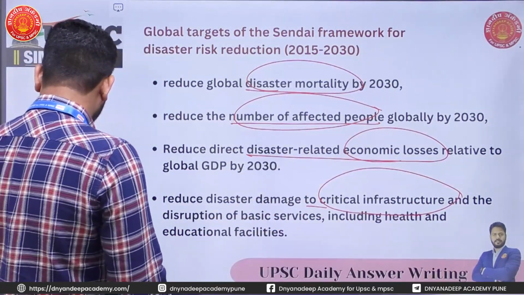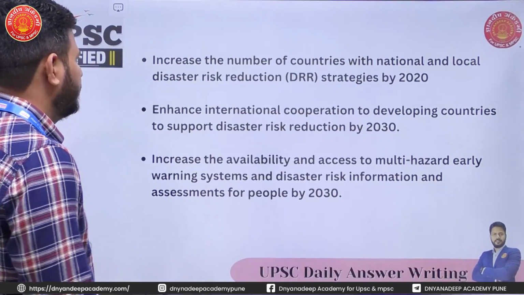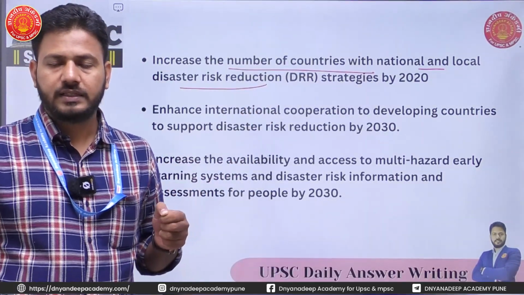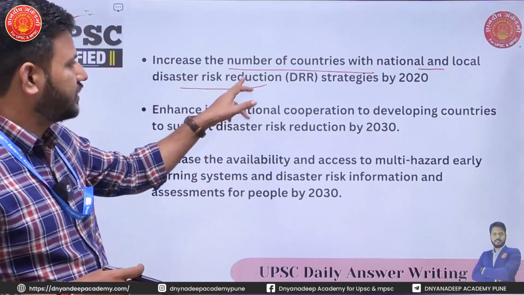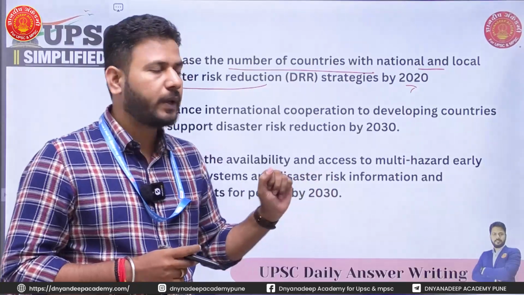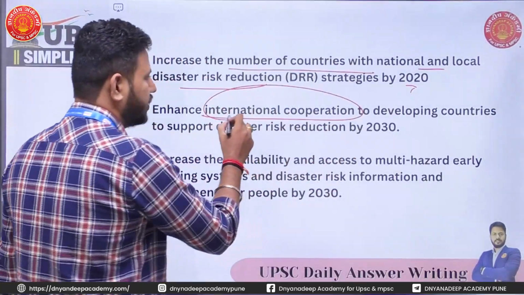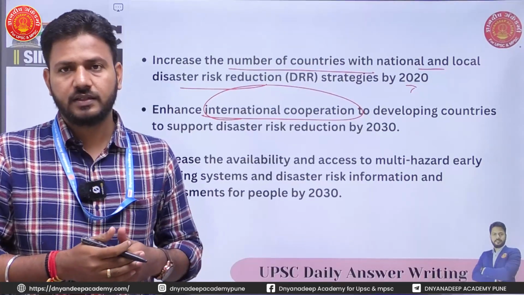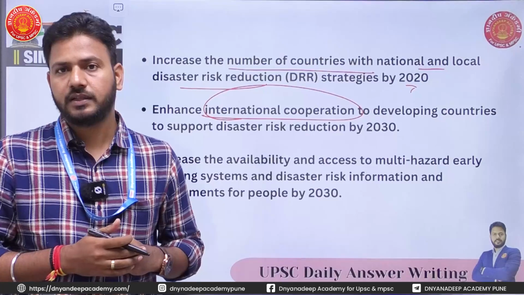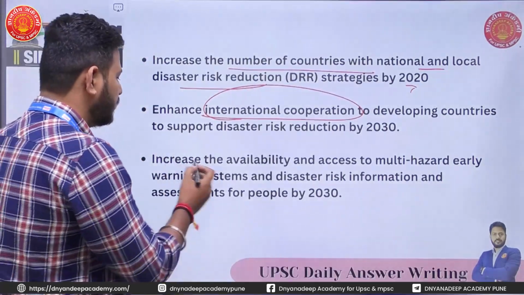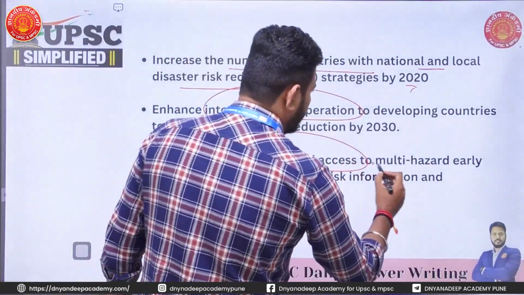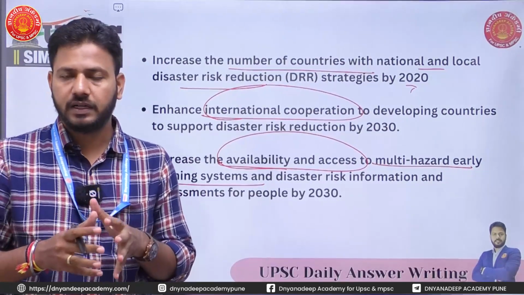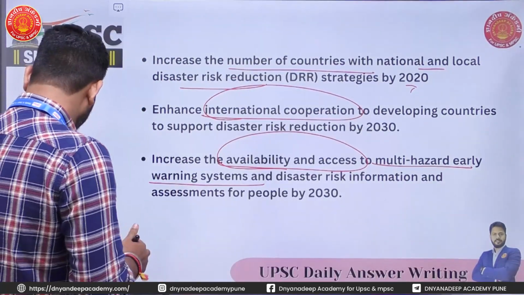At the same time, we also have 3 points where we are supposed to increase certain things. First is increase the number of countries with national and local disaster risk reduction strategies. Sendai framework says that every country should have its own disaster risk reduction strategy by 2020. Then it also says enhance international cooperation to developing countries. Developing countries would not have the means and resources to face or overcome the disasters like the developed countries. So it promotes more international cooperation. It also focuses on increasing the availability and access to multi-hazard early warning systems and disaster risk information. So these are some of the targets which we have under Sendai framework for 2015 to 2030.